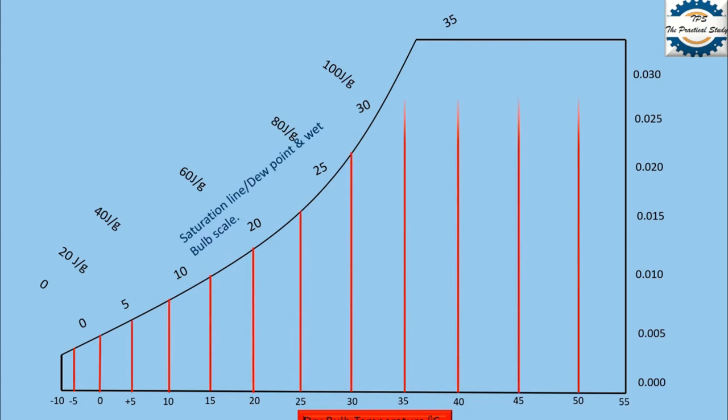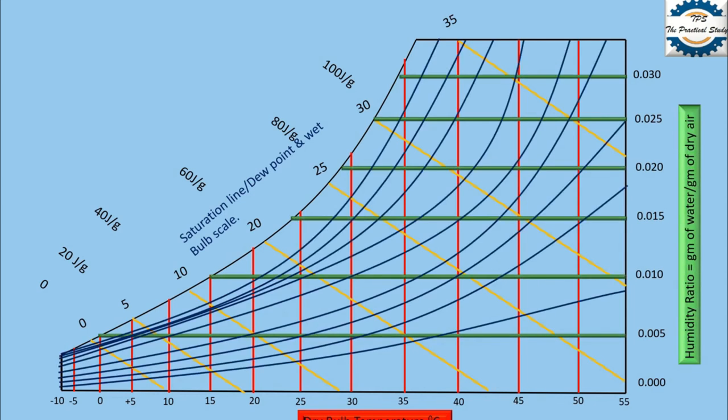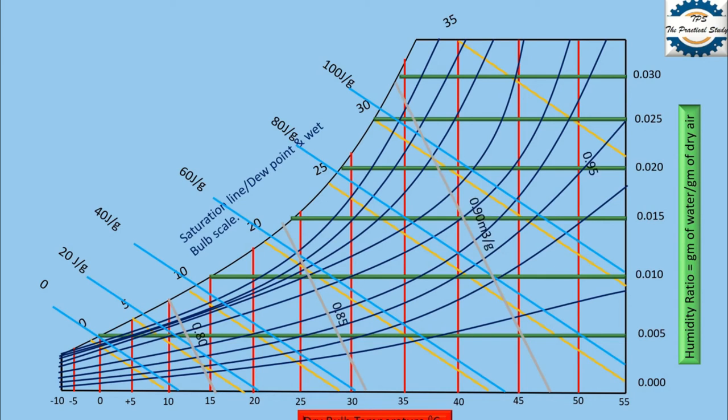Now draw the dry bulb lines. Now draw the wet bulb lines. Now draw the humidity ratio lines. Now draw the relative humidity lines. And now draw the enthalpy lines. Now draw the specific volume lines. This is the scale of specific volume and this is the scale of relative humidity.